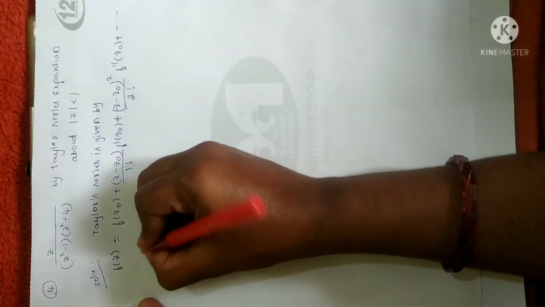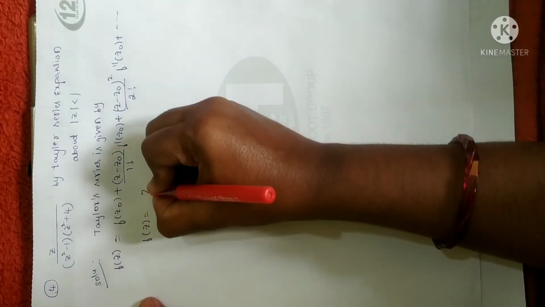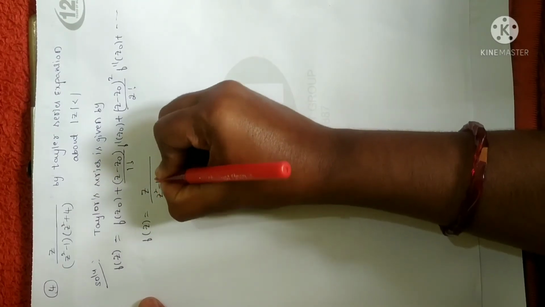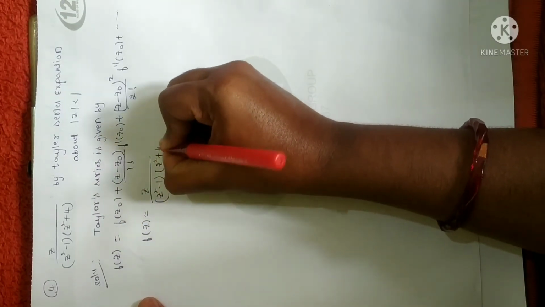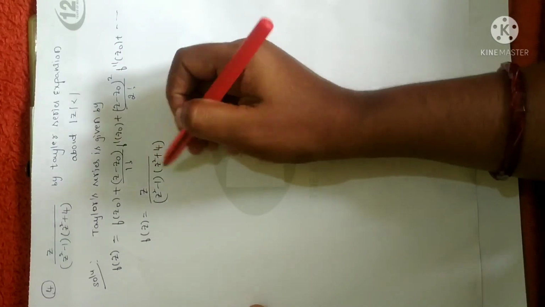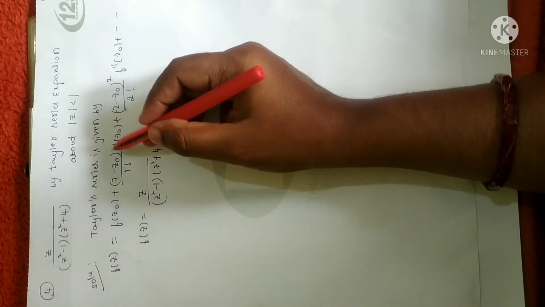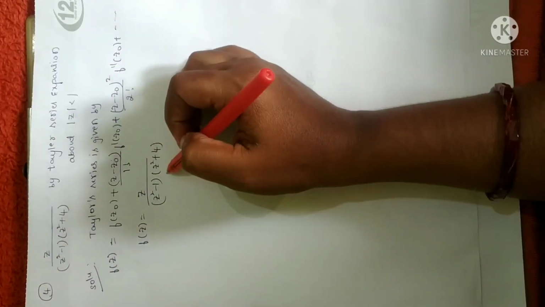Now let us consider the given function as f of z. f of z is equal to z divided by (z square minus 1) into (z square plus 4). So these two steps are common for all the problems. Even though I am not going to write them, you have to write these two steps for all the problems.